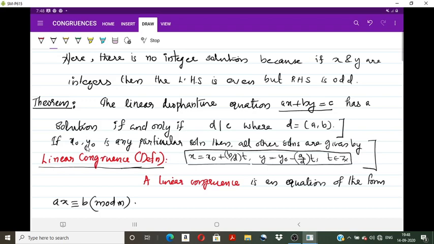Now we are going to define the linear congruences.